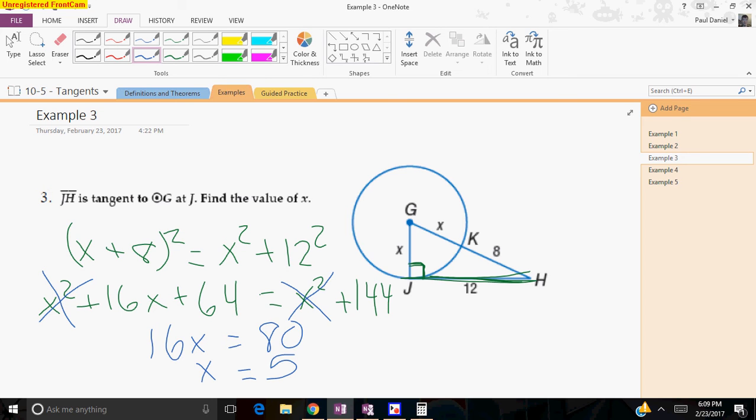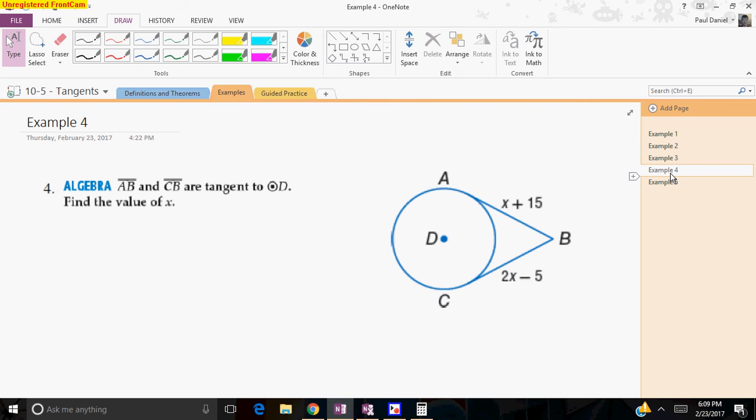Alright, so hopefully that feels good. I noticed that I had a right triangle, so I used the Pythagorean theorem, pretty similar to the way I worked with the second example. Again, I'm trying to use the information that is given to me in these problems to be able to create something that I feel like I can solve. Okay? Alright, so let's look at example 4.